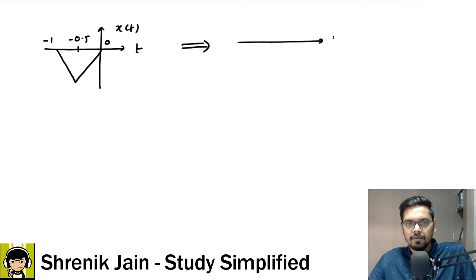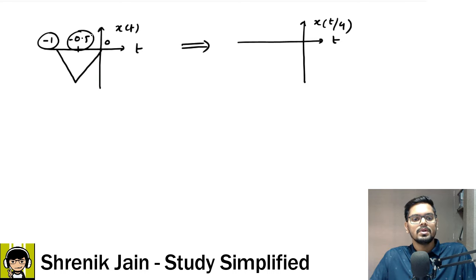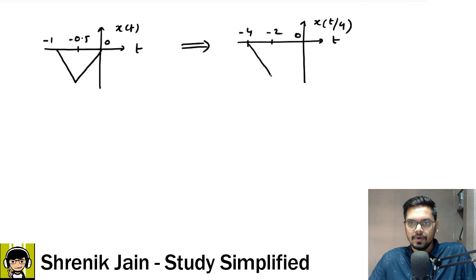Whenever you do the t by 4 operation, what happens to the graph? See carefully, this is t by 4. Every point is multiplied by 4. So minus 1 into 4, minus half into 4, 0 into 4 is 0, and this is our graph of expansion, right?